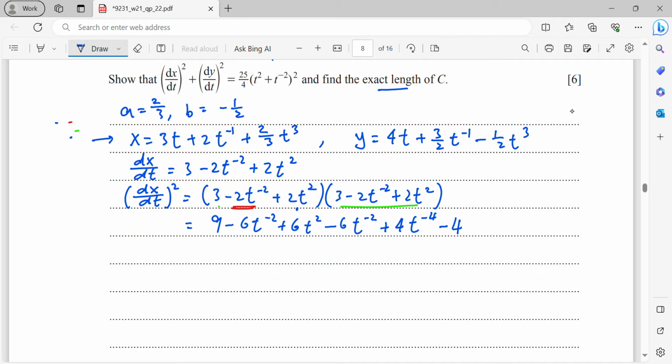Okay. Lastly, multiply 2t squared by the whole bracket. So you will get plus 6t squared minus 4 because t squared and t degree negative 2 will be cancelled off. Then here you will get plus 4t degree 4. Okay, now simplify first. So from here, right, the first term is 4t degree 4.